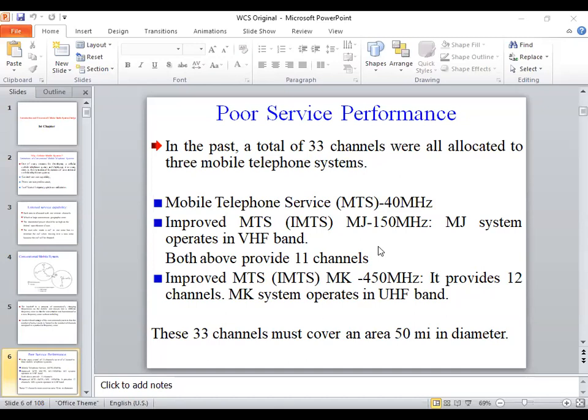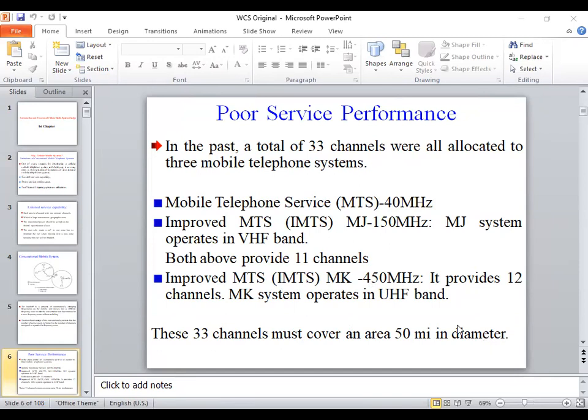Now next, the improved IMTS version is MK. The frequency band used here is 450 megahertz, and it provides 12 channels and works in the UHF band, ultra high frequency band. So if I total the channels, that is 11 plus 12, 33 channels. And these 33 channels must cover an area of 50 miles in diameter.